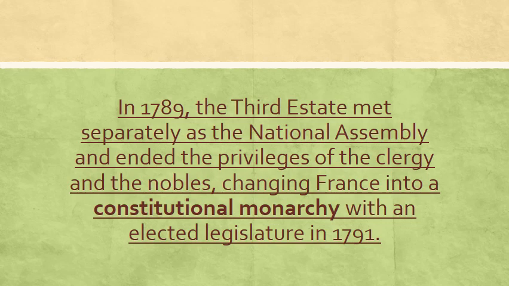And they changed France into a constitutional monarchy, which means there's still a king, but he's under the law of a constitution now. He has to follow a certain set of rules, a certain set of laws. And so they also decided they're going to start to get elected legislation. They're going to get to be a part of the government, and they really pushed that issue in 1791.